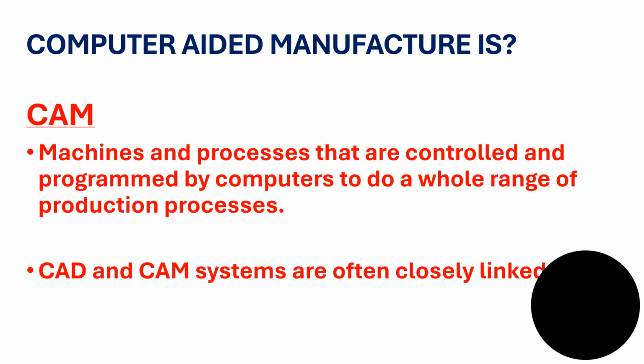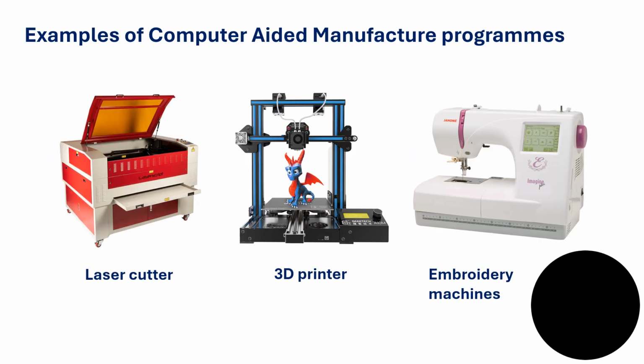So machines and processes that are controlled and programmed by computers to do a whole range of production processes. So for example, you can design something on Onshape, Autodesk, a 3D model on the computer, send it to a laser cutter or a 3D printer, and it will make it for you. So the CAD would be the program that you use on the computer. The CAM would be the 3D printer. So a few examples here for your laser cutter, which we have gone through already. We've got a 3D printer and also embroidery machines.